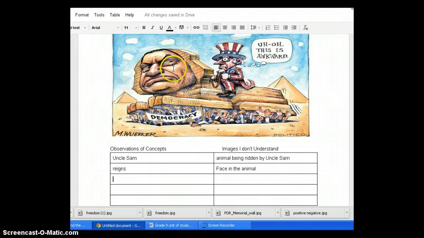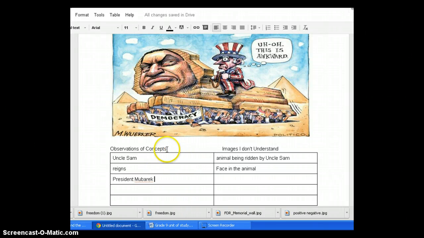Thinking about not understanding the face in the animal, but understanding it is a face, and it's related to the Egyptian uprising, I made the observation that perhaps this was the Egyptian president. So I went and looked for an image and found out that this is, in fact, President Mubarak, who at the time was the president of Egypt.